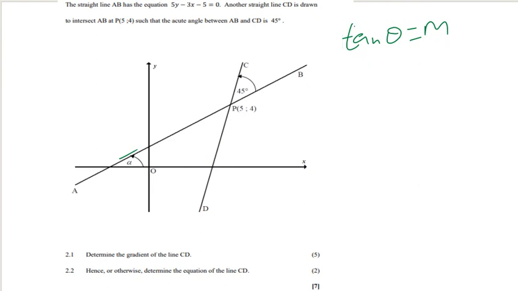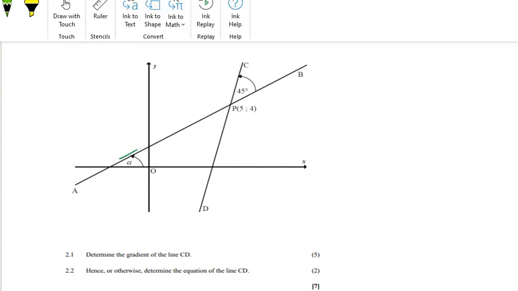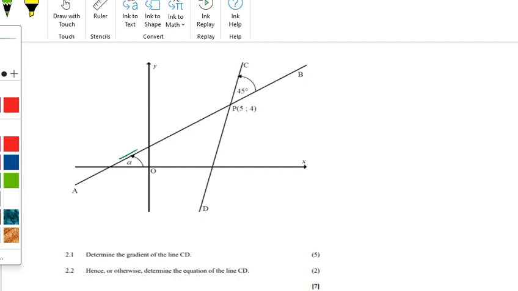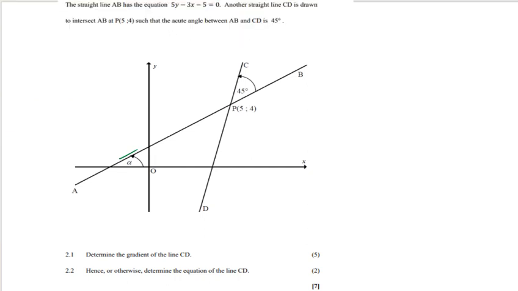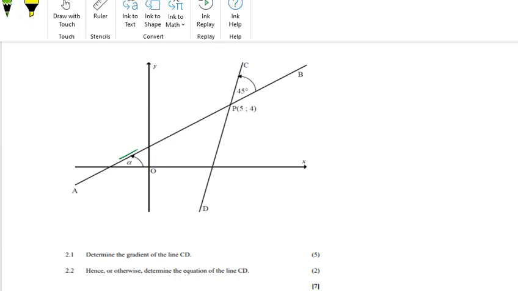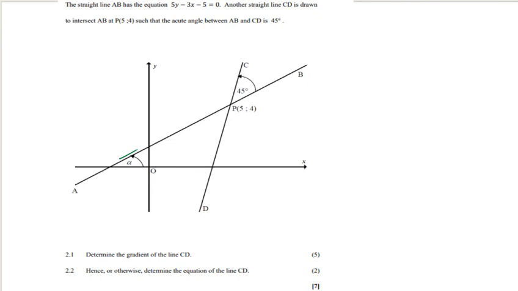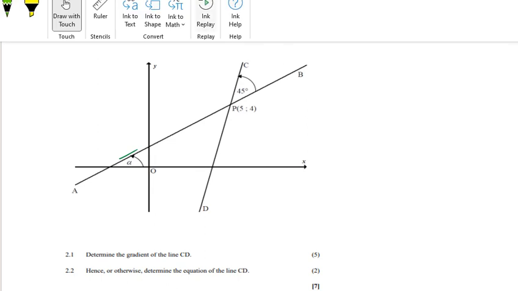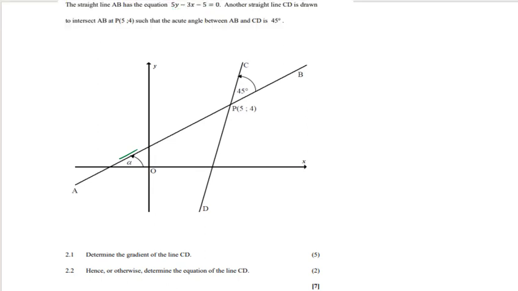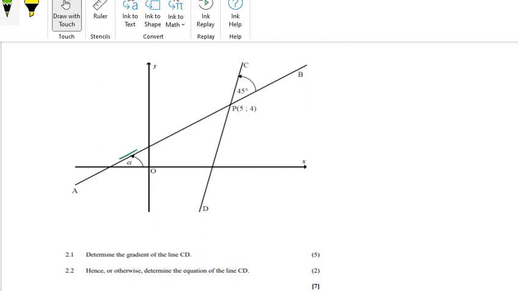Okay, now let's jump straight to the problem. It's really one cool problem, and it's easy, I promise you that. So this is what happens here. Okay, the straight line AP, this line has the equation this. So we are given the equation of this straight line AP, and we need to make use of it.